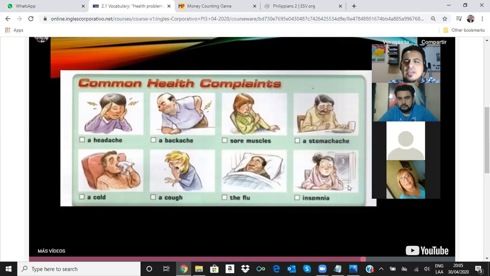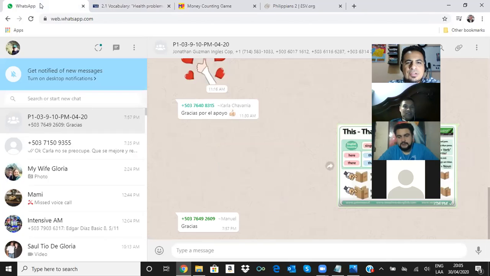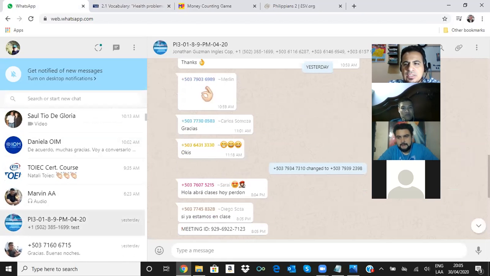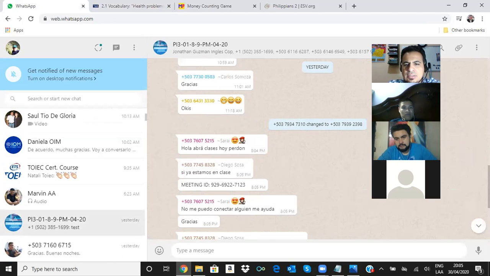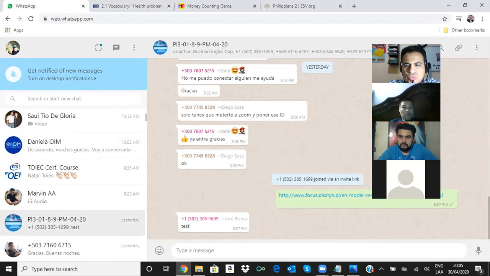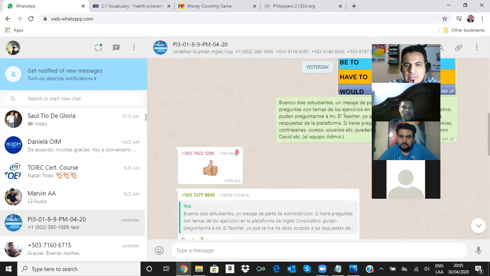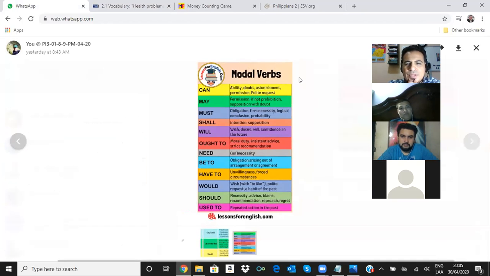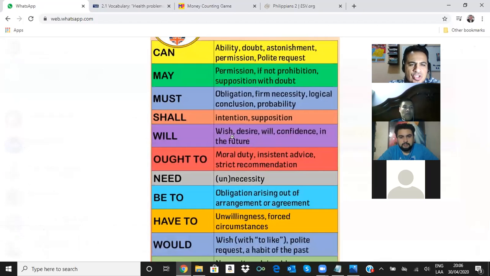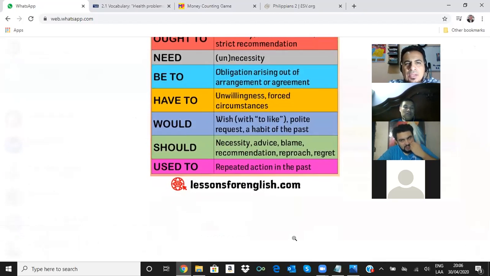Now, remember yesterday we did the modal verbs, right? Usamos can, should, would. Do you remember? ¿Recuerdan la foto que compartimos de los modals? The modal verbs, okay. Let me see. Había una foto que compartimos ayer. Esta. Do you remember? You can say can, may, should, you have to, etc., right?